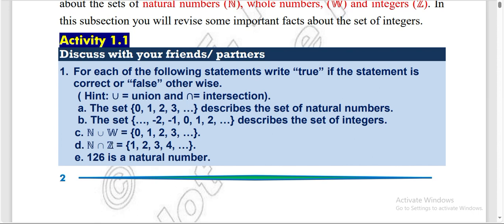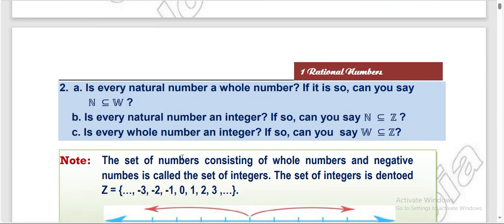The intersection of natural number with integer number is by itself a natural number, because natural number is a subset of integer numbers. Integer number is a combination of natural number and whole number. So the positive side 1, 2, 3, 4 to infinity, the intersection of those is by itself integer number. It is true. 126 is a natural number. Yeah, that's correct. It is true. To the next sections.